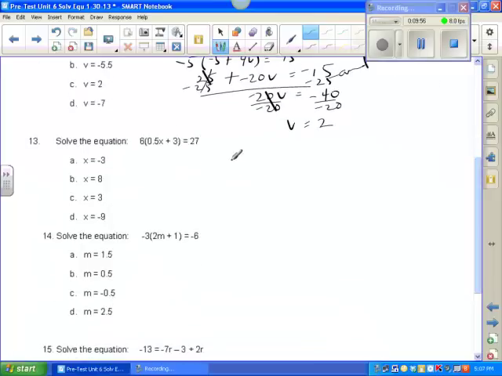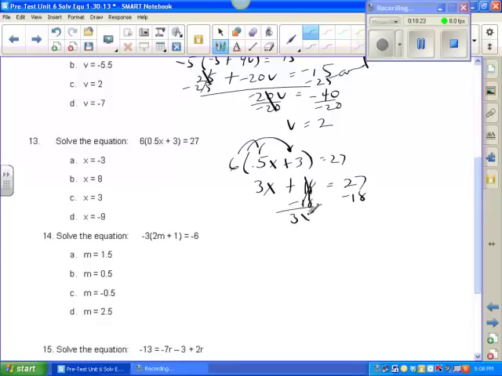Okay, 13, I have 6 times, I'm just going to put 0.5x like that, plus 3 equals 27. So distributive property first. So that's going to be 6 times a half. 6 halves is 3. So 3x plus 18 equals 27. I don't have to combine like terms, and I don't have variables on both sides, so we just do a two-step equation. So opposite of the number, so 3x equals 9, and opposite of the operation. So 9 divided by 3 is 3.